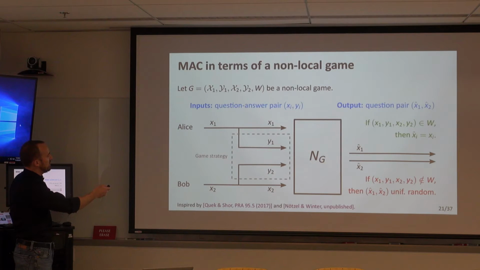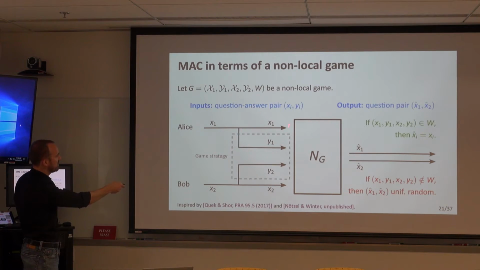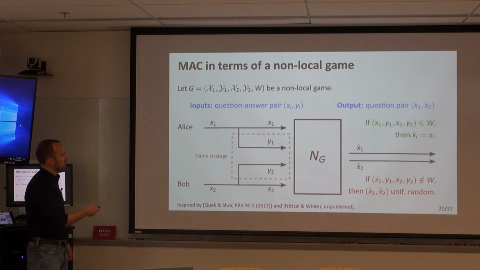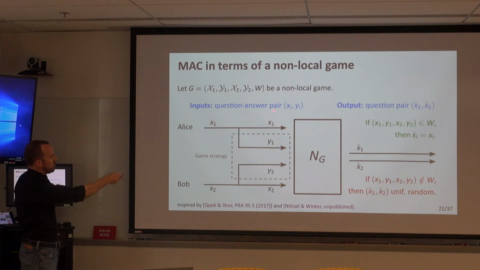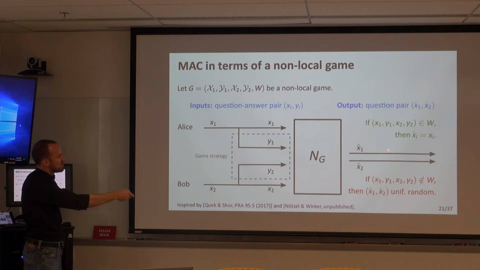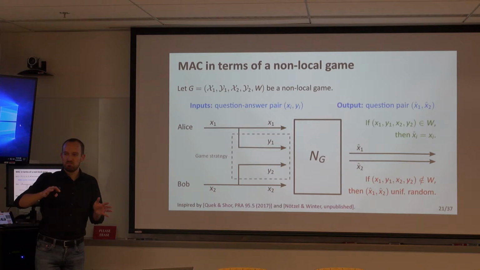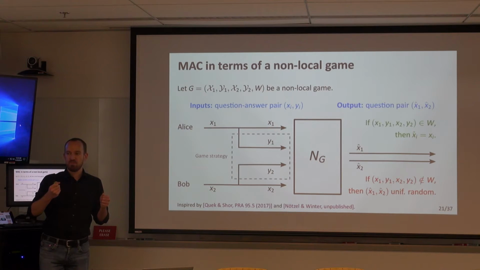In a bit more detail, the channel takes as input the question-answer pairs for both senders. So Alice is the first sender, and her input to the channel is x1, y1. And for Bob, the input is x2, y2. And the channel is defined in such a way that if this tuple wins the game, so if this is in W, then the channel just outputs the question pair deterministically. Okay? But if it's not in the winning set, then you get a uniformly drawn question pair out of the channel.